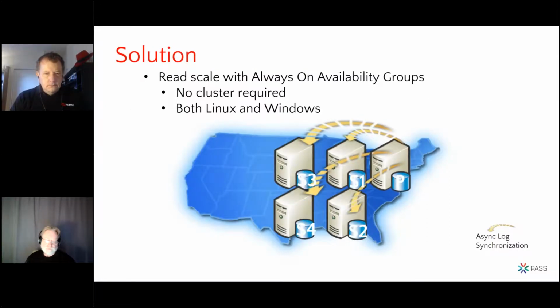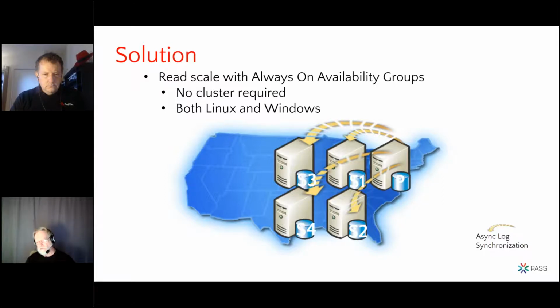So in that case, you have a primary, this is what's called a read scale availability group. So this is an availability group with no cluster infrastructure at all. And there's no failover possible because you have no orchestration to do that. But what it allows is for you to have multiple readable secondaries kept in sync with your primary.